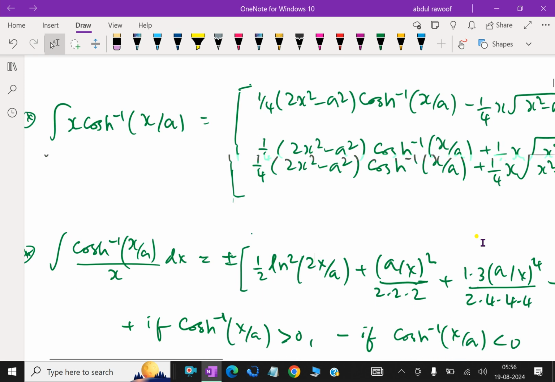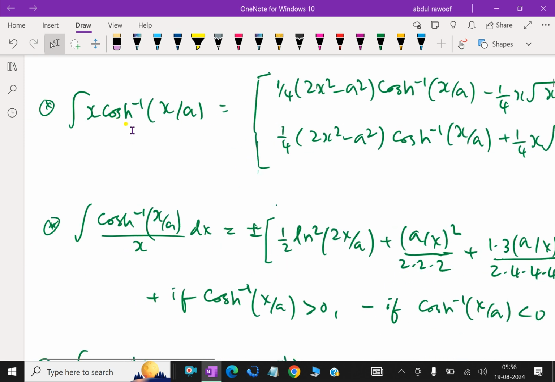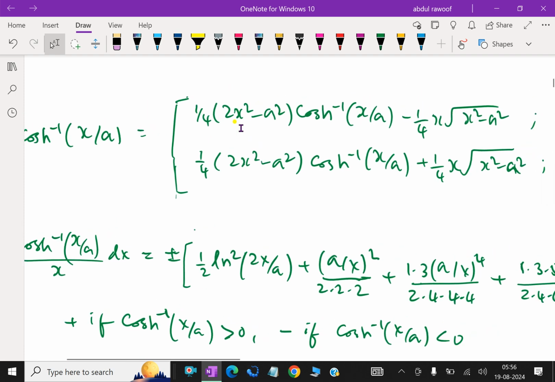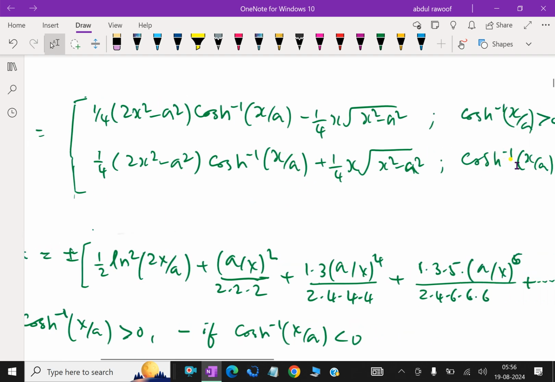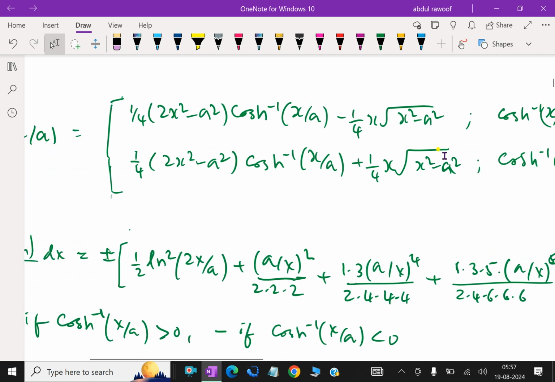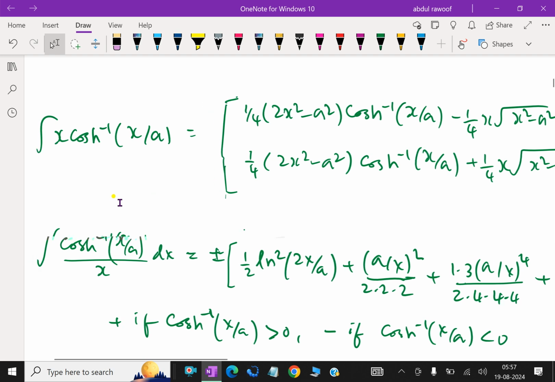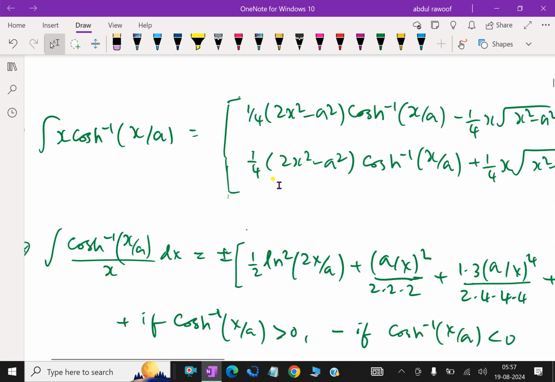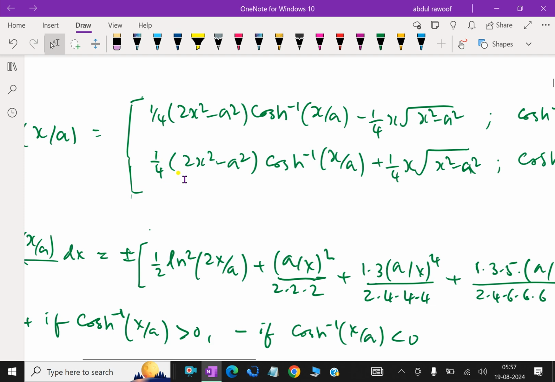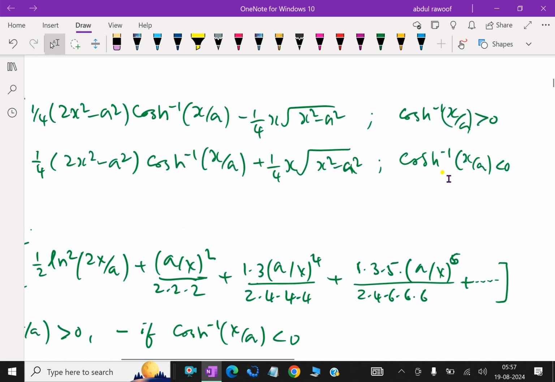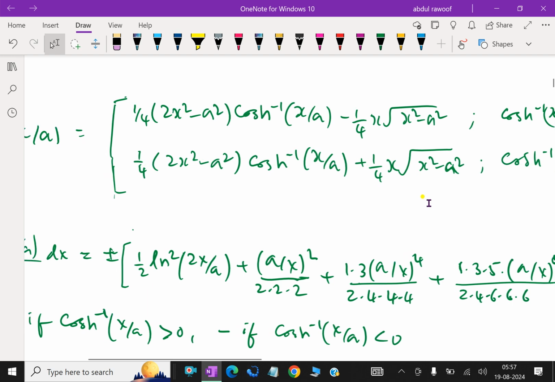Next is integral of x cosh inverse (x/a), which is 1 over 4 of (2x squared minus a squared) cosh inverse (x/a) minus 1 over 4 x times square root of x squared minus a squared, when cosh inverse (x/a) is greater than 0. The second situation is 1 by 4 of (2x squared minus a squared) cosh inverse (x/a) plus, here plus comes, 1 by 4 x square root of x squared minus a squared, when cosh inverse (x/a) is less than 0.